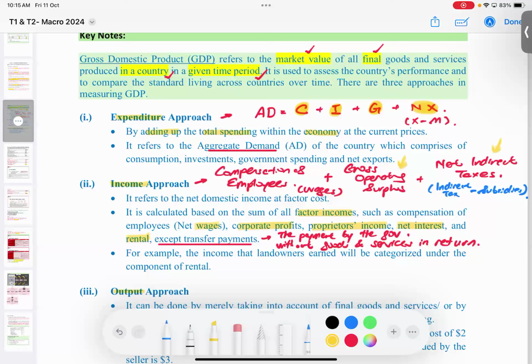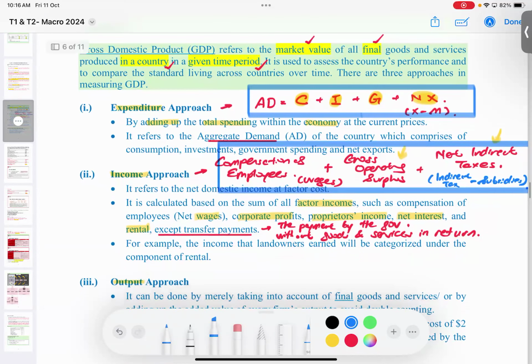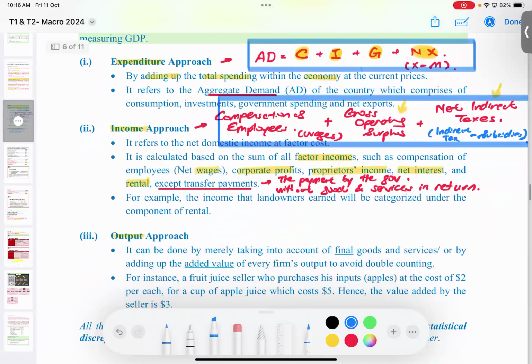So I want you to remember two things just now: expenditure approach is this one, and income approach is this one. The third one is output approach. Output approach means I only look into the value of the final goods and services, or I look into the value added parts of the output, to avoid double counting.